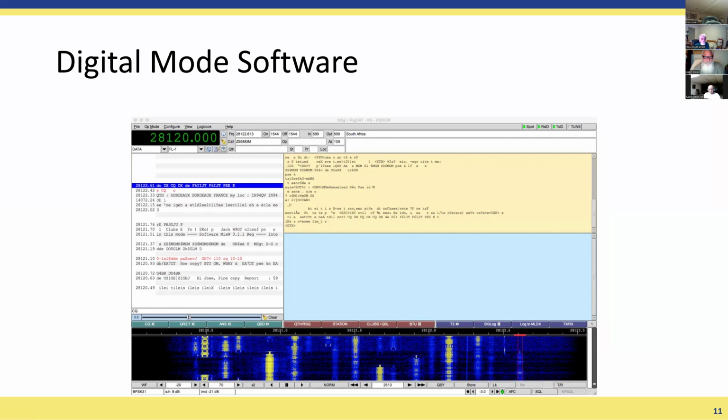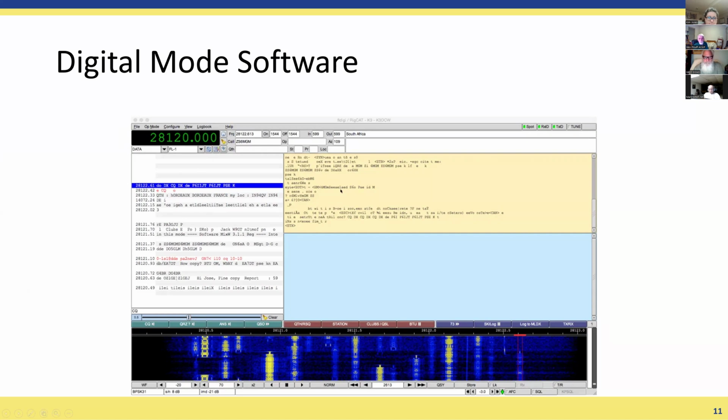And again, this is FLDigi, which is pretty ubiquitous. And you can see the small section at the top here is rig control: what frequency you're on, who you're talking to, the signal reports you exchange, and so forth. And this part will talk to your logging program.